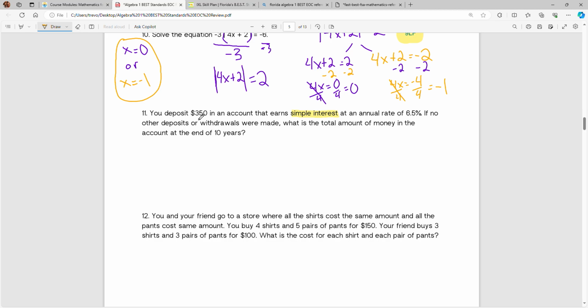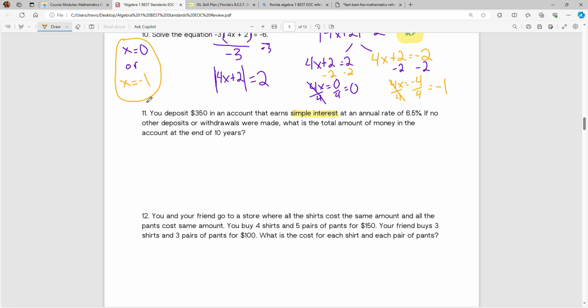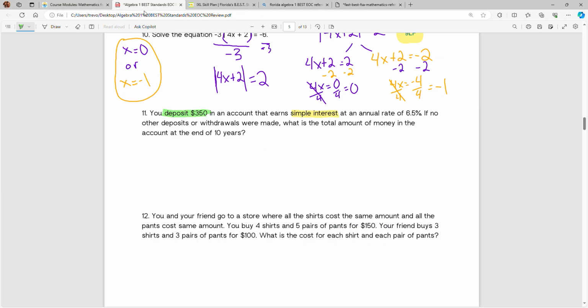And you deposit $350. That is your principal balance. So I'm going to highlight that green like I highlighted over there. That's our principal. That's our initial deposit is a principal. And our rate, I picked blue for rate, is 6.5%. And what is it worth after 10 years? Time, 10 years, I did pink.